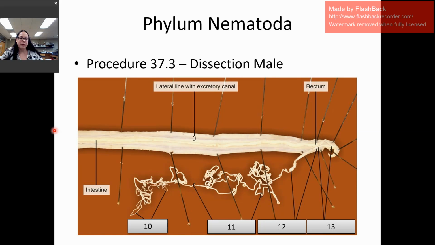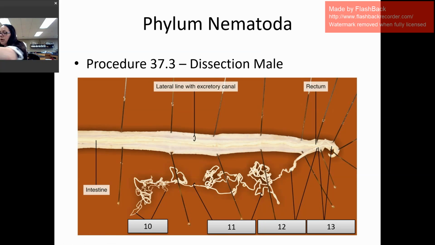Once again, we don't see the mouth. The mouth will be somewhere over there. We can see the intestine here that runs all the length of the worm all the way up to the rectum, and then the anus somewhere over there. And then they pulled out the reproductive structure of the males, and you can see it looks like noodles, just like in the female. You have really thin, hair-like noodles here, a little bit thicker over here, and then it becomes even thicker over here. So all of those are the different parts of the male reproductive organs.